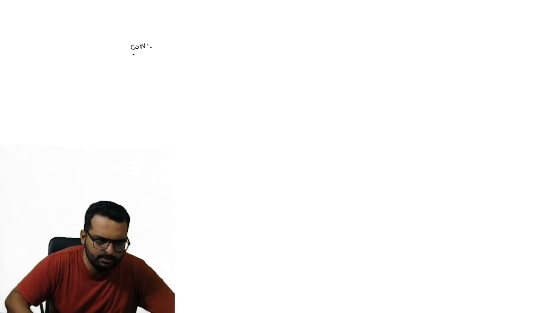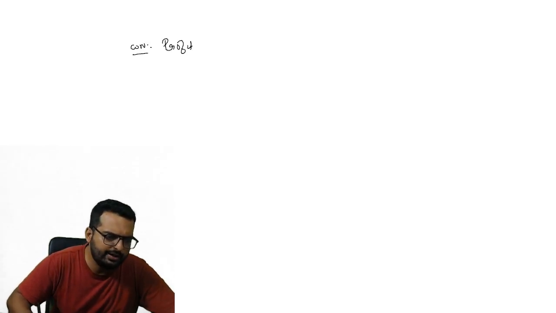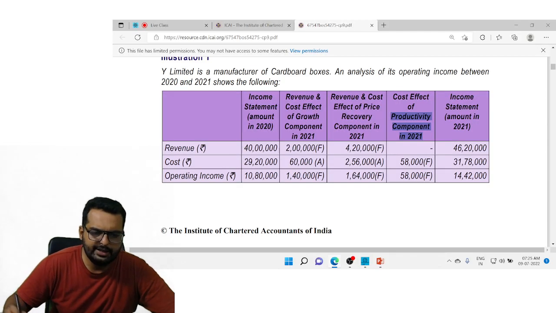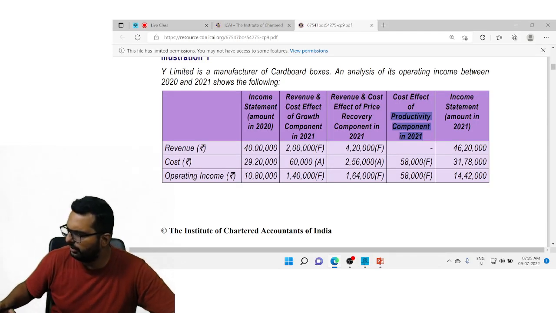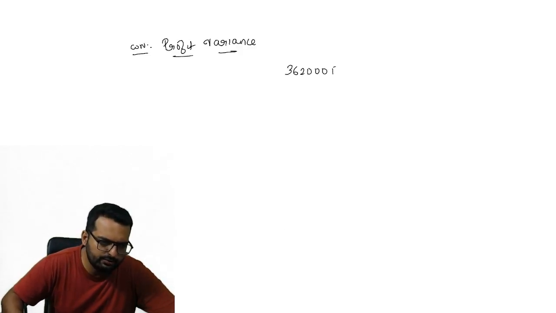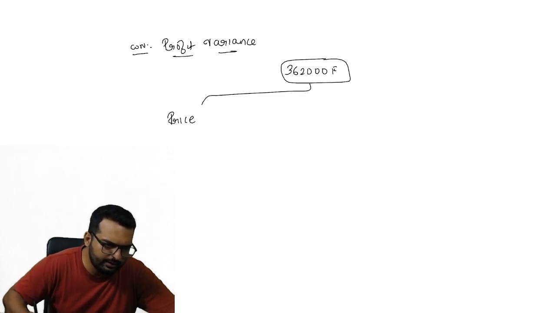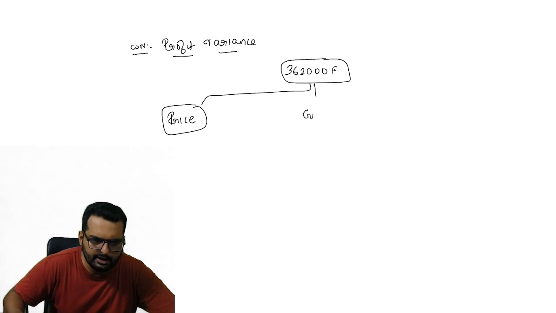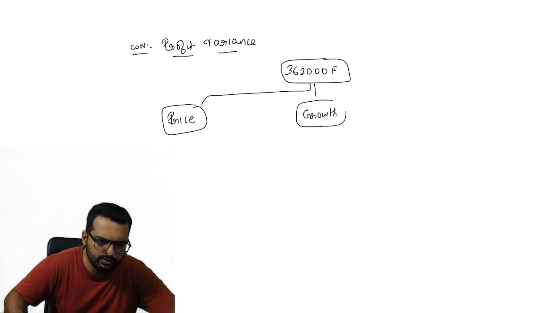All right. Same way, I can now go and write down profit variance. 10 lakh has become 14,42,000. You get the total as 3,62,000 favorable. This is due to three reasons. One, due to price. The other one is due to growth. And the last one is due to productivity.